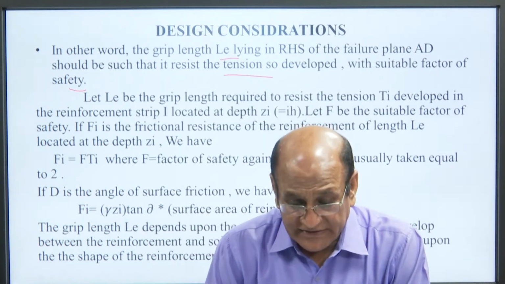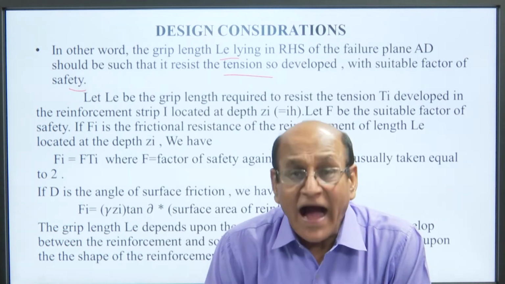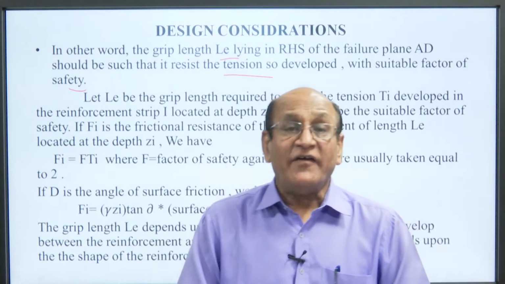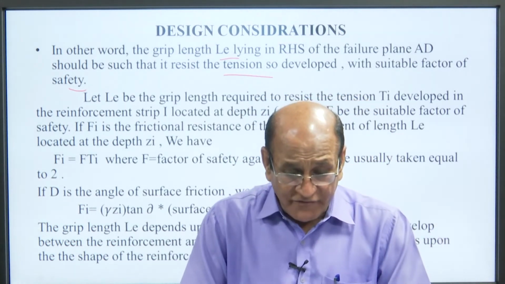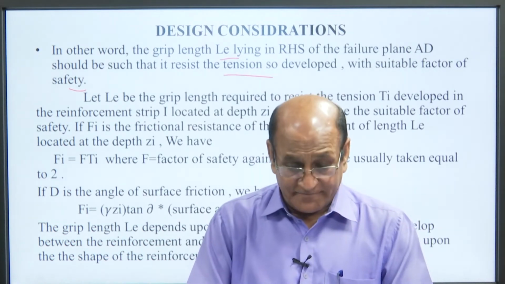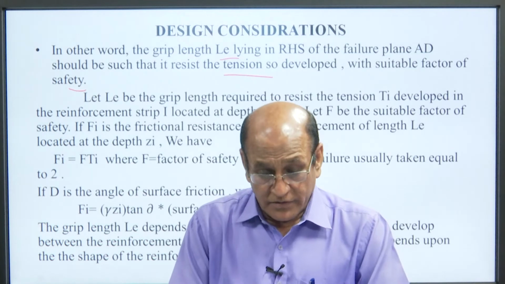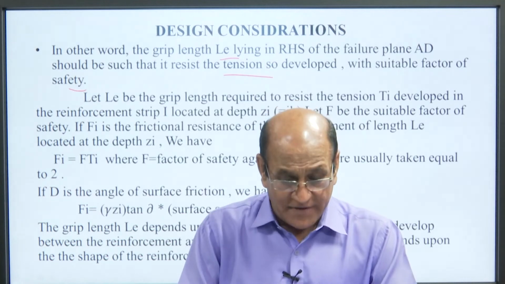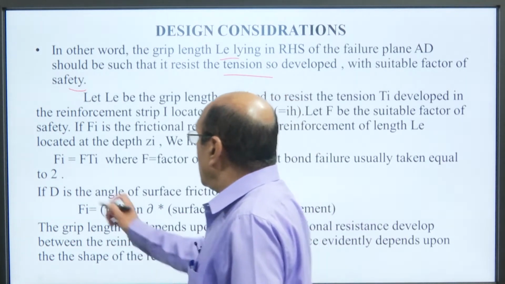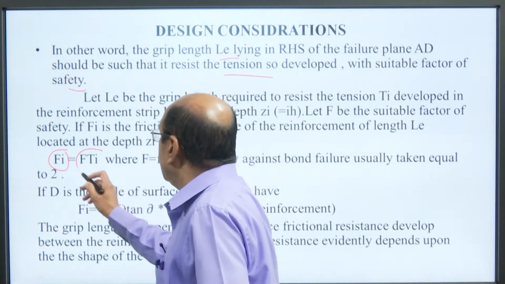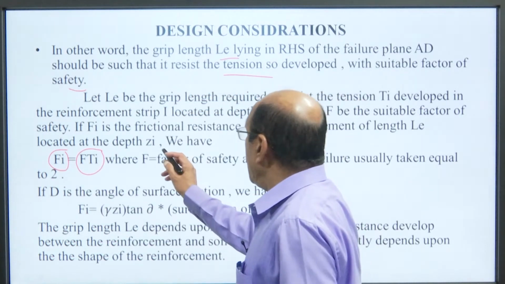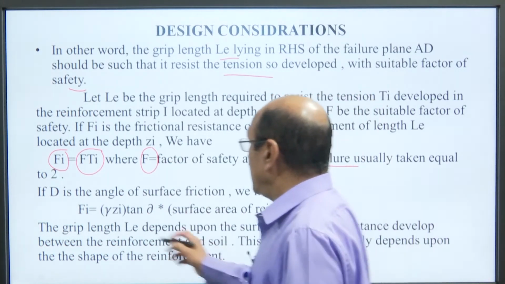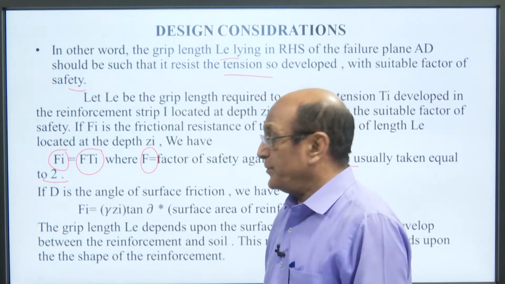Located at depth Z i, and that is equal to i H. Let F be the suitable factor of safety. If F i is the frictional resistance of the reinforcement of length L E located at depth Z i, we have F i is equal to F into T i, where F is the factor of safety against bond failure, usually taken equal to 2.